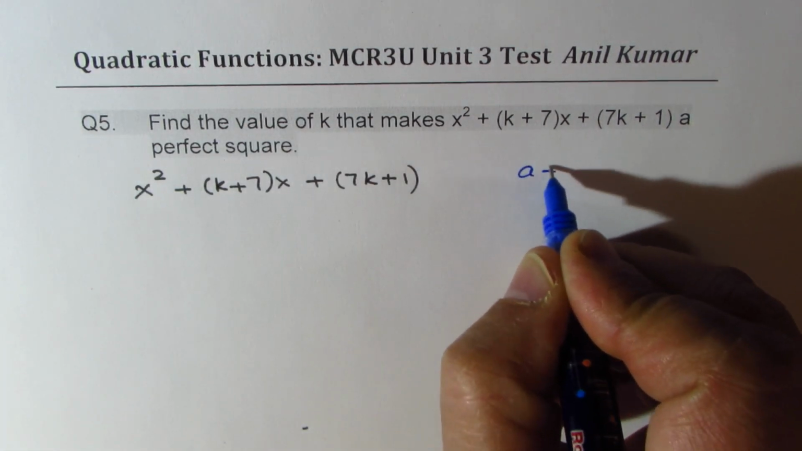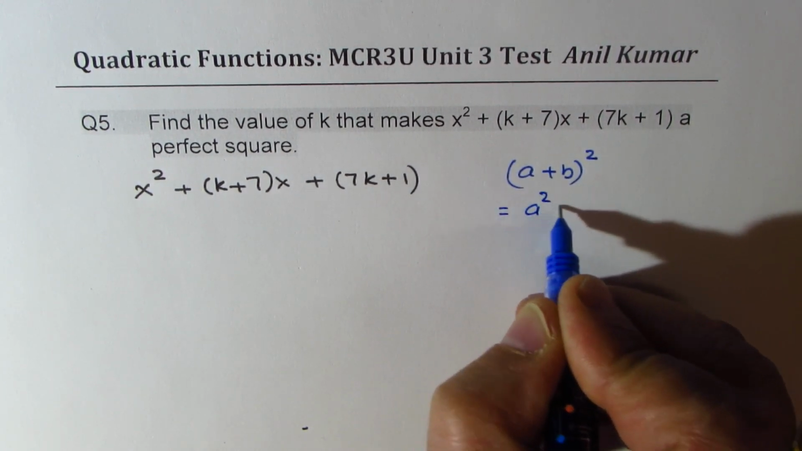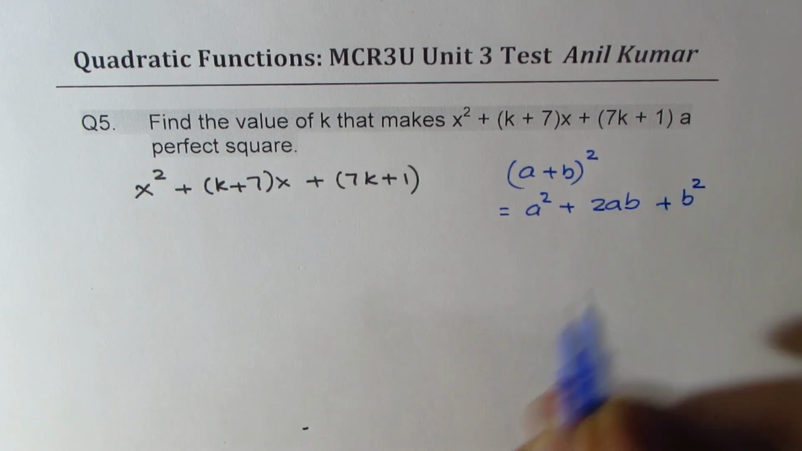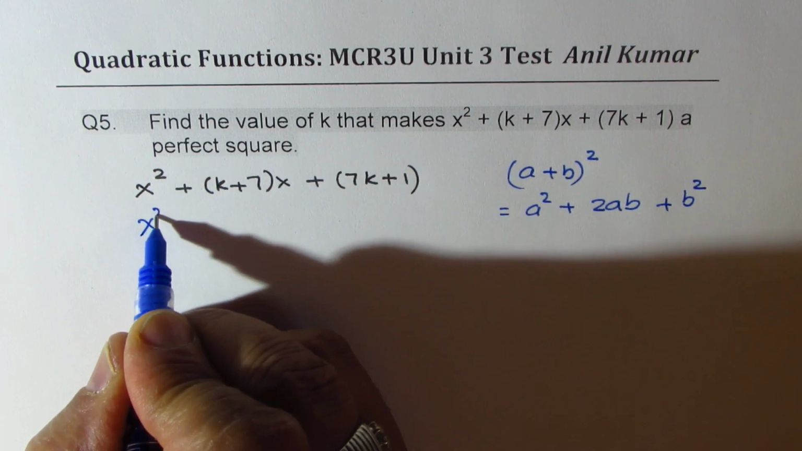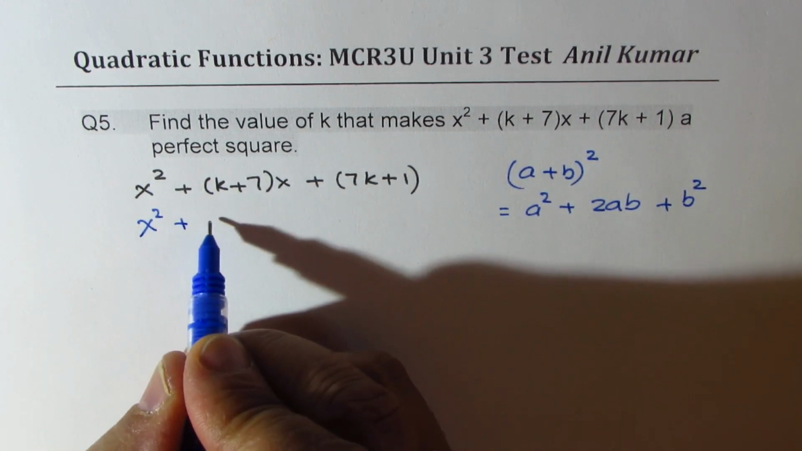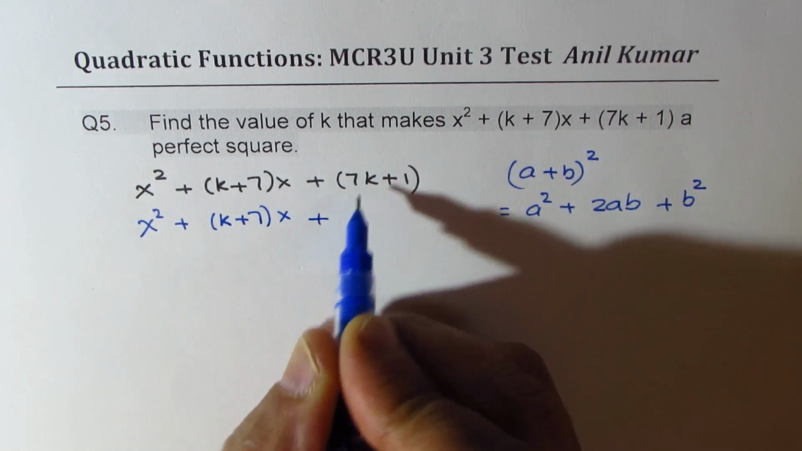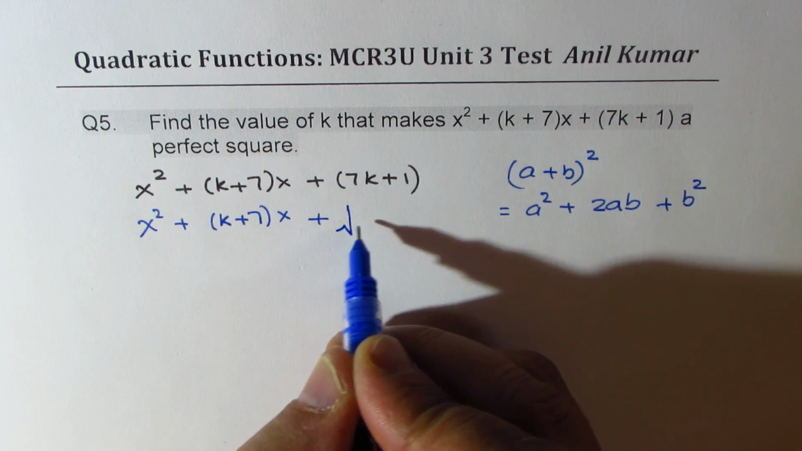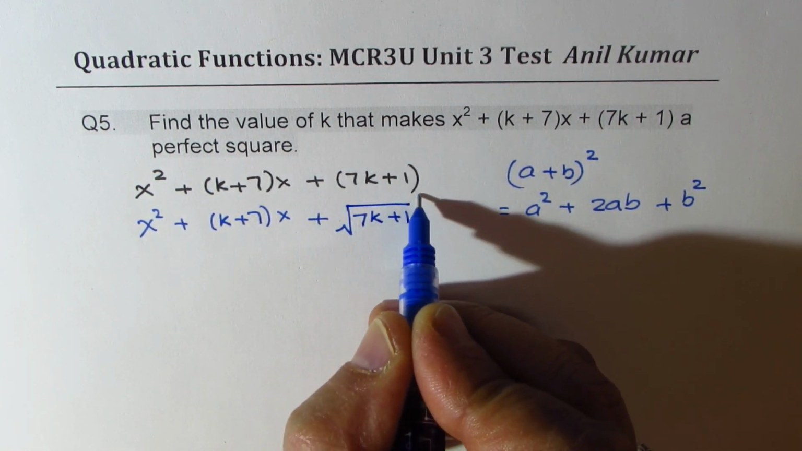If I have (a plus b) whole square, then that should be equal to a square plus 2ab plus b square, right? Now in this condition, we could treat this as x square plus, we have here (k plus 7) times x, and this number we would like to write as a square. So think like this. We have square root of (7k plus 1) whole square, right?